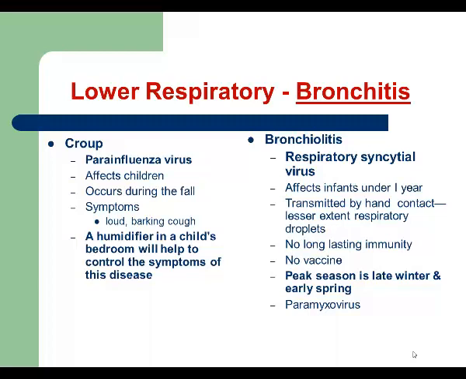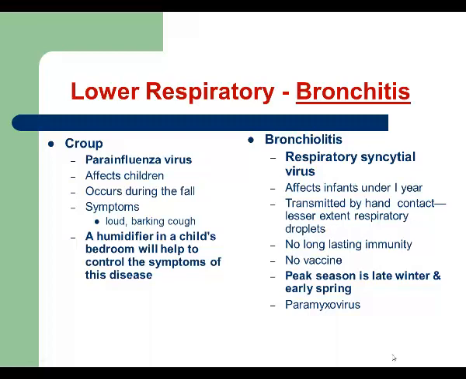Next infection is called bronchiolitis. Bronchiolitis usually affects small children, infants. It is caused by respiratory syncytial virus, or RSV. As I said, it affects infants, small children, and is transmitted by hand contact. It means medical workers can transmit this infection from child to child if they don't follow precaution rules.